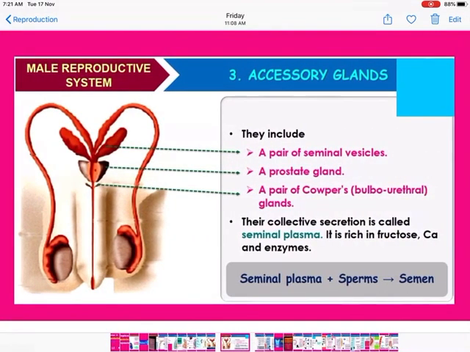Now, what are the accessory glands? Number 1, a pair of seminal vesicles. See the diagram and the labeling. A prostate gland and a pair of Cowper's gland or bulbourethral glands. Their secretion is called seminal plasma and it is rich in fructose, calcium and enzymes. Seminal plasma plus sperms together form semen.